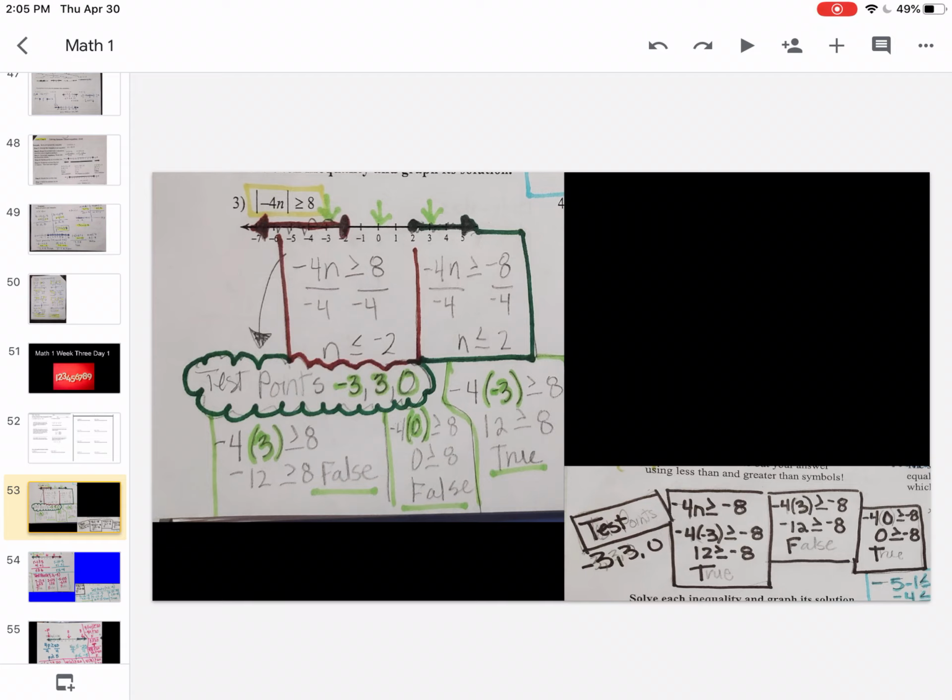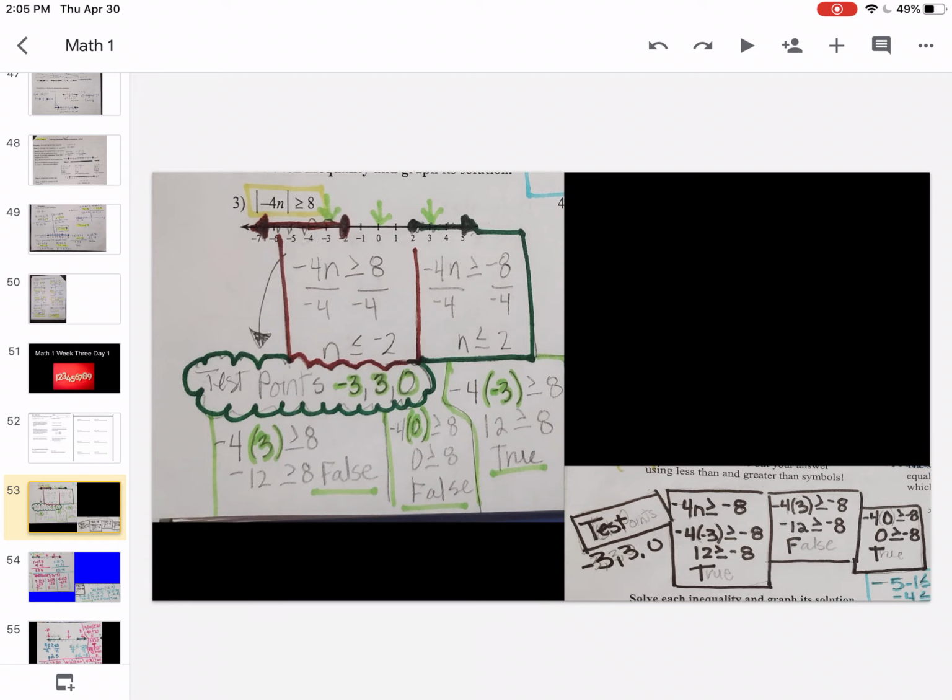Once you get your test points, you're just going to plug that in. So n is gone now, and for the first test point I put in 3, and then you solve for that. Negative 4 times 3 is negative 12, which is greater than or equal to 8, which is false. And then you put in your 0, do the same thing, and then negative 3.